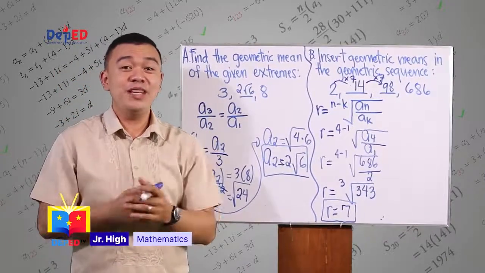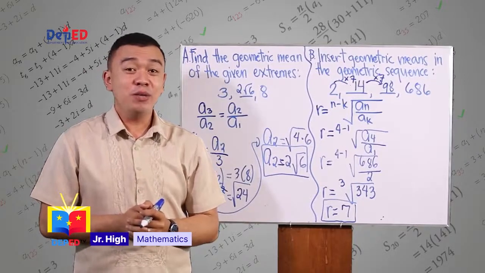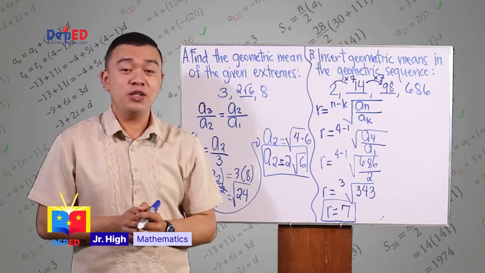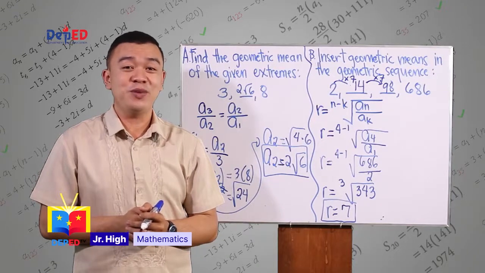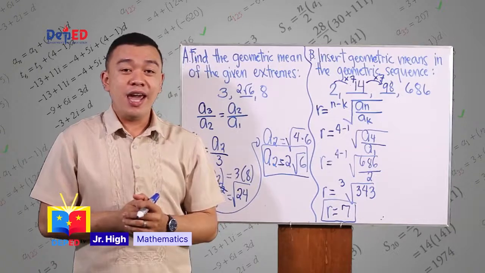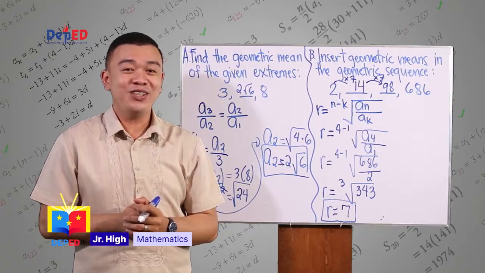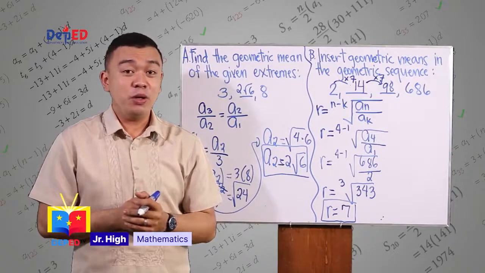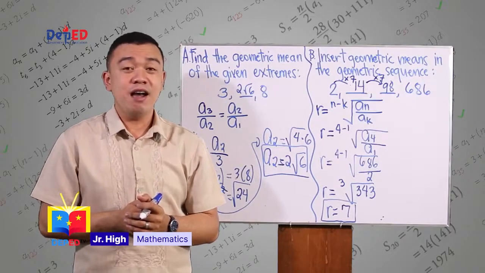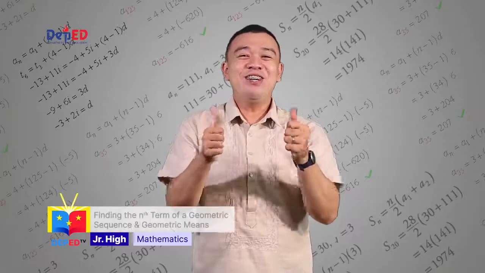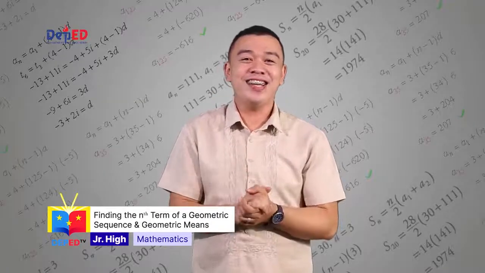To sum it up, in today's episode, you were able to familiarize yourself with the formula in finding terms of a geometric sequence. Also, you were able to find the nth term of a geometric sequence and determine the geometric mean or means of a geometric sequence. Awesome! I hope you learned a lot.